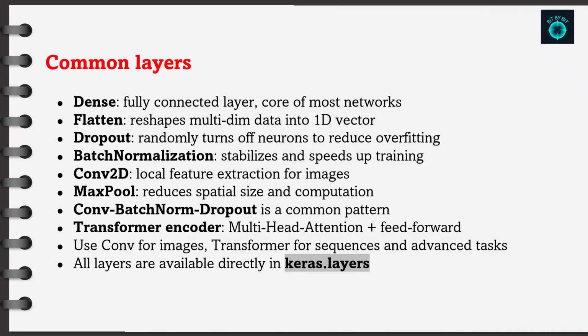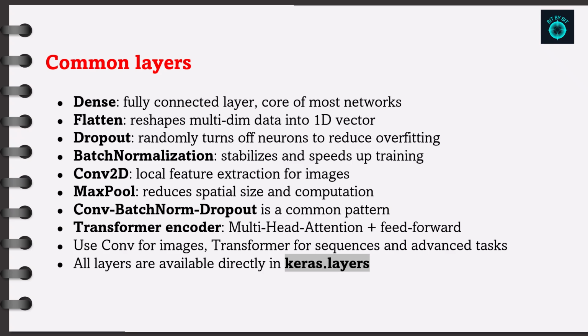Common layers. Let's look at the most common layers you will use in Keras. The dense layer is the main building block of neural networks. It connects every neuron in one layer to every neuron in the next. You specify how many neurons it has and which activation function it uses. The flatten layer reshapes multidimensional data into a single vector. For example, it turns a 28 by 28 image into a one-dimensional array. This allows the dense layers to process the image data.